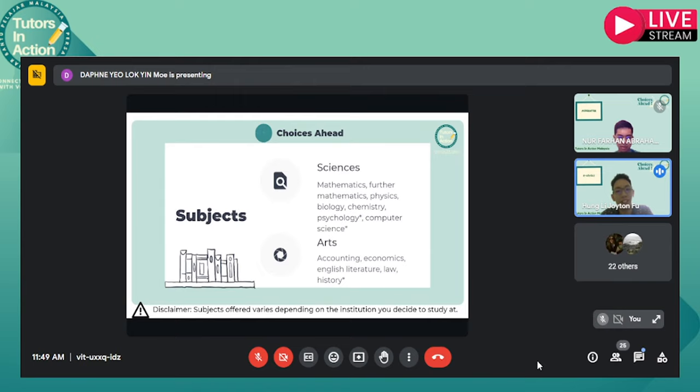Now, for those that I highlighted with an asterisk, these are the subjects that are not offered by every single A-level college in Malaysia. So for instance, computer science is not offered by Sunway, but it's offered by MCKL. History is offered by Sunway, but not by MCKL. So if you want to take history, psychology or computer science, these more niche courses, I would recommend you to do a little bit of research on which college offers these courses before you even select which college you want to go to.